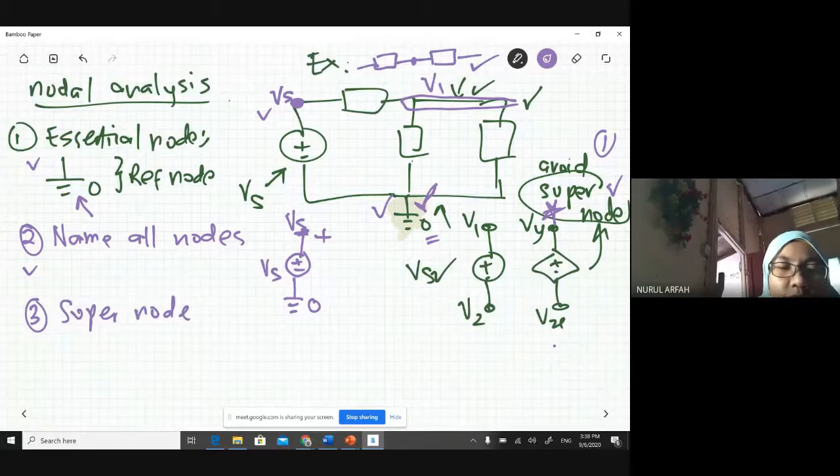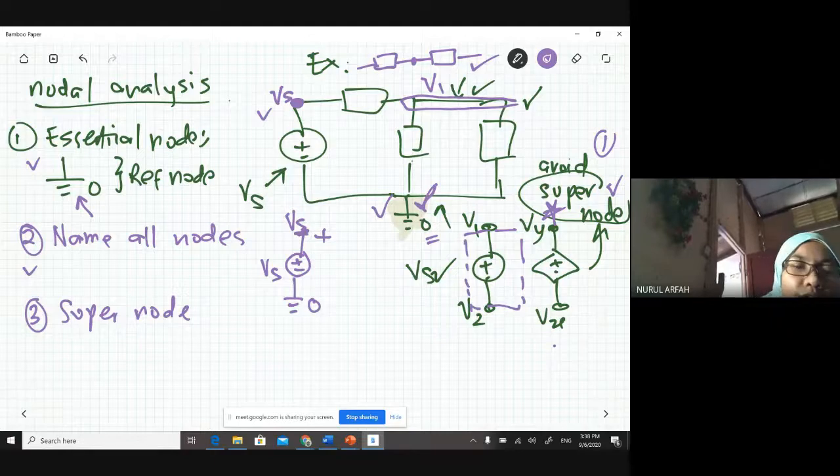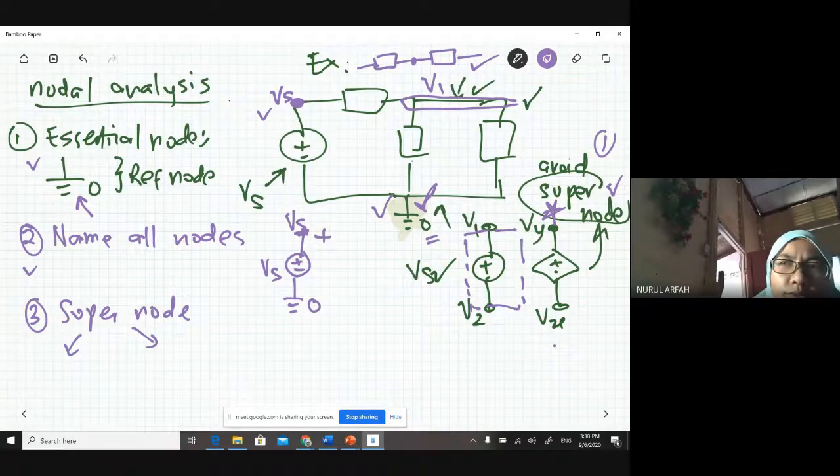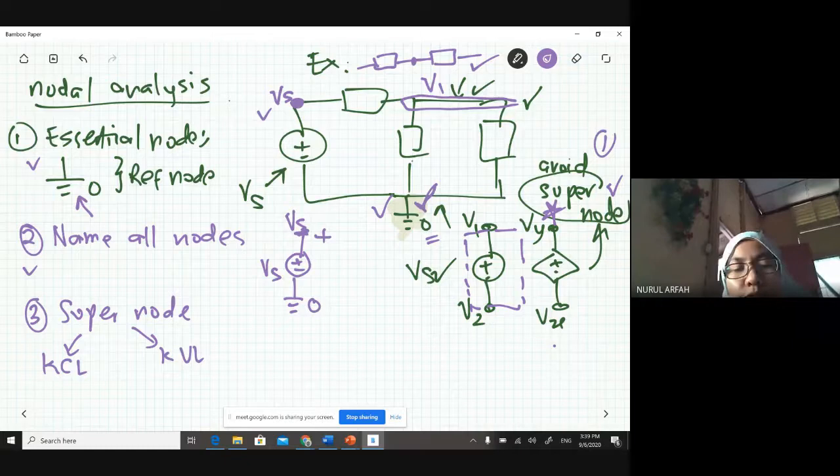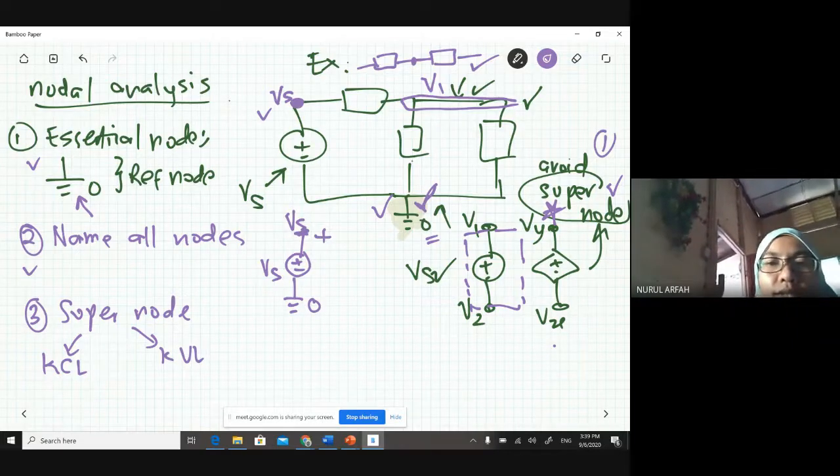If you have a super node, then you need to figure out the boundary, right? Boundary for the super node. Let's say this is your boundary, something like this. And when you have a super node, you should have two equations. One for KCL and one for KVL. So what is one for KCL? KCL and KVL.